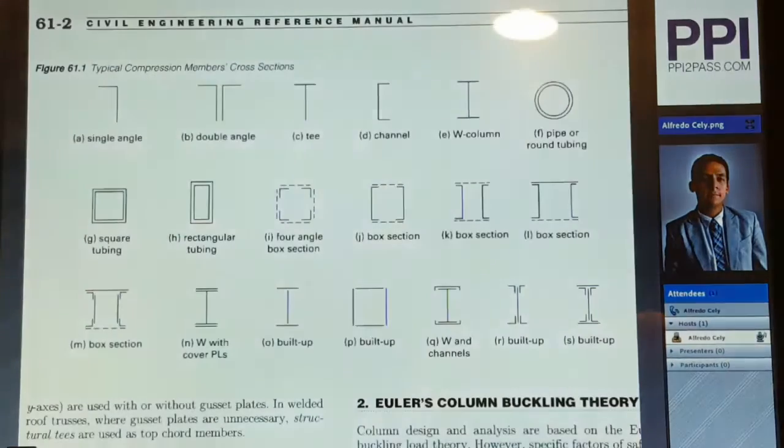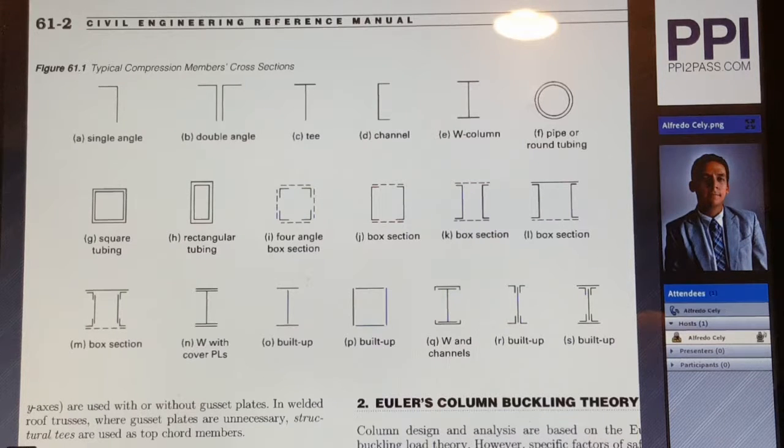Here's figure 61.1 from CERM, which shows us the typical compression member cross sections that are typically used in steel design. So we have first a single angle, then a double angle, then a T, a channel, a W column, and a pipe, which can be either a round, square, or rectangular tubing.